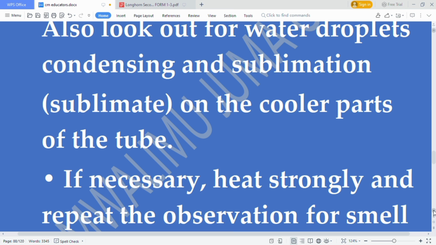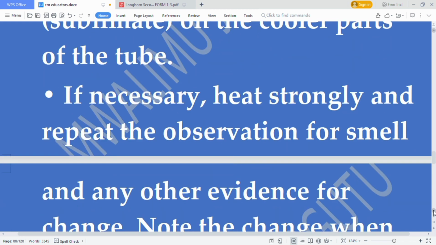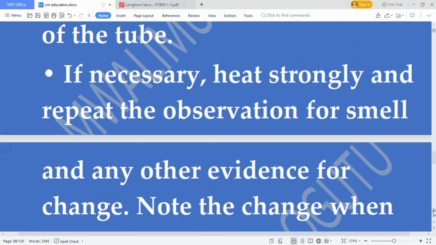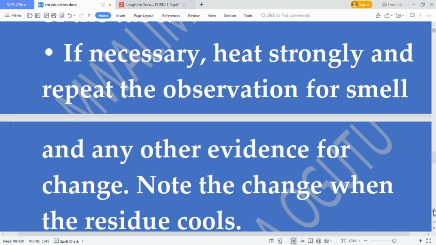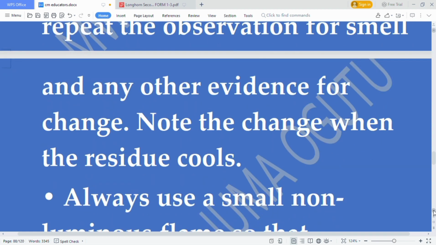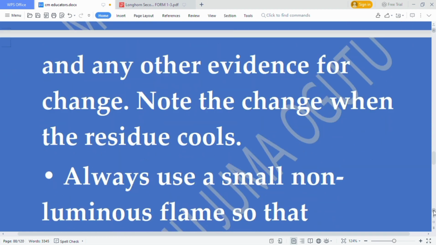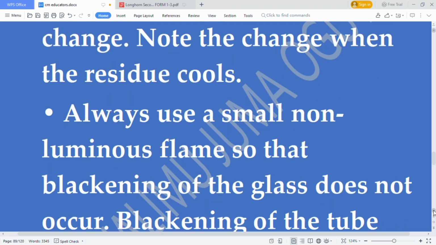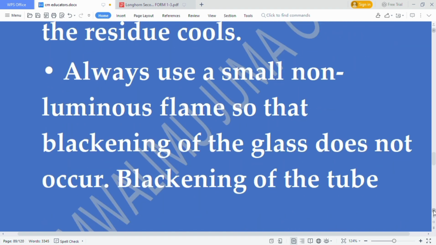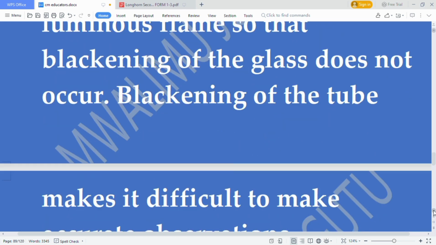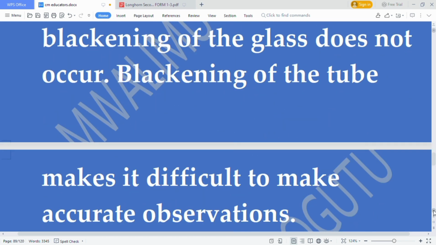And repeat the observation for smell and other evidence for change. We note the change when the residue cools. So changes, we can note them when the residue cools. Always use a small and luminous flame so that blackening of the glass does not occur, where blackening of the tube makes it difficult for us to make accurate observations.